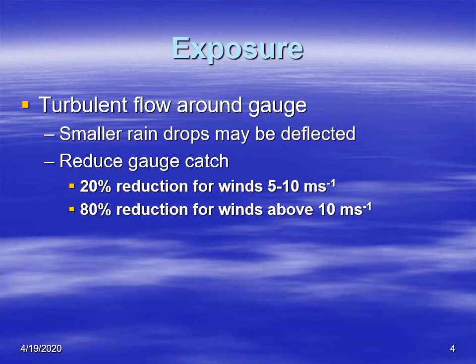The air flowing over the rain gauge deflects the droplets falling into the rain gauge. Typically, it's smaller droplets that are affected more than larger ones, and also that increases with wind speed. Estimates have come up with a 20% reduction for wind speeds between 5 and 10 meters per second. That would be 10 to 20 knots. And an 80% reduction for winds greater than 10 meters per second or 20 knots. So you can see that as the wind increases, the catch is reduced significantly.